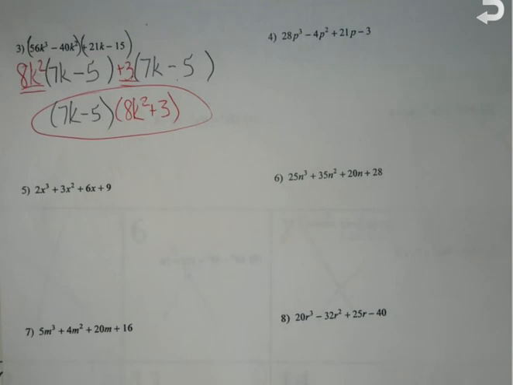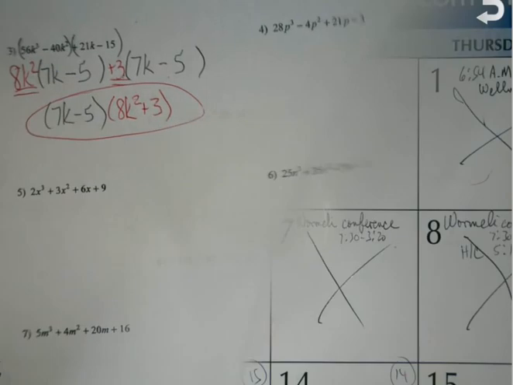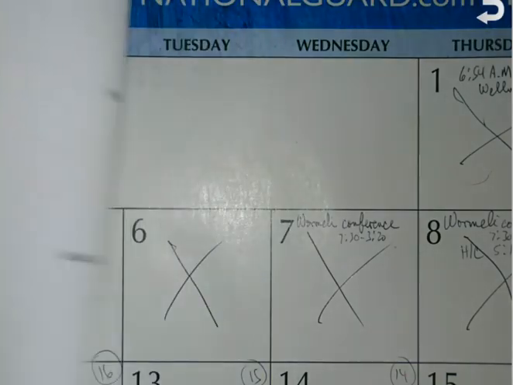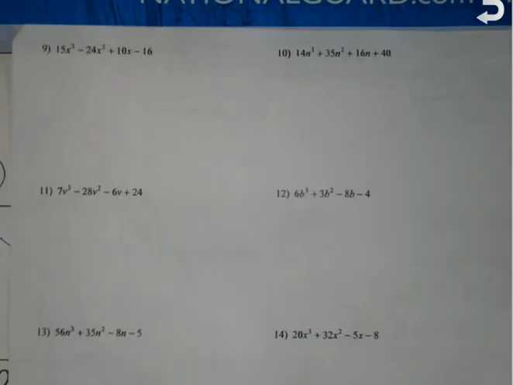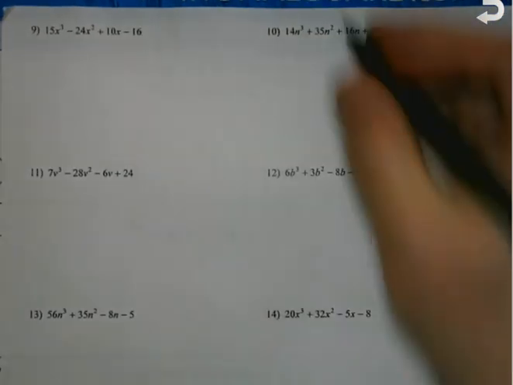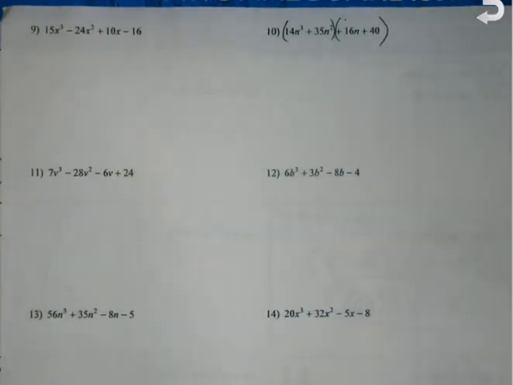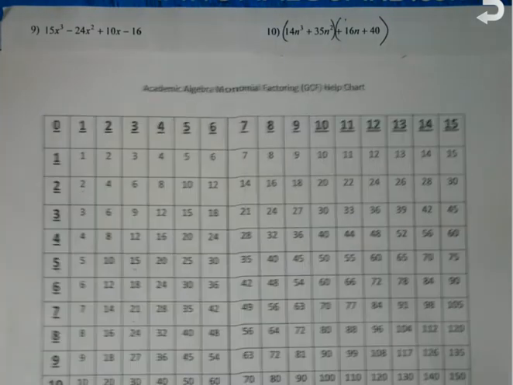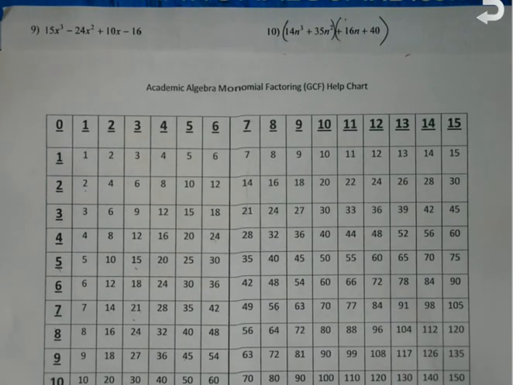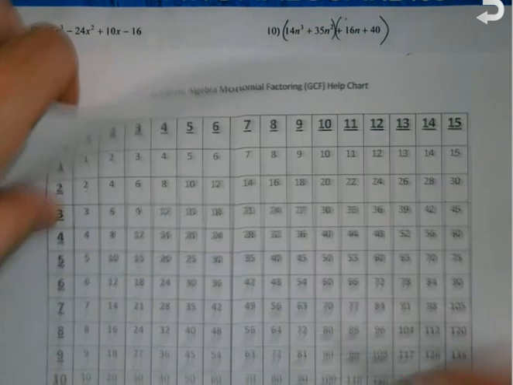Any others on here look particularly complex that we want to take a look at together here? Which one? 10. All right, to the back we go. All right, let's pair them off. We'll divide and conquer here. All right, 14 and 35. 7. 14 and 35, 7.